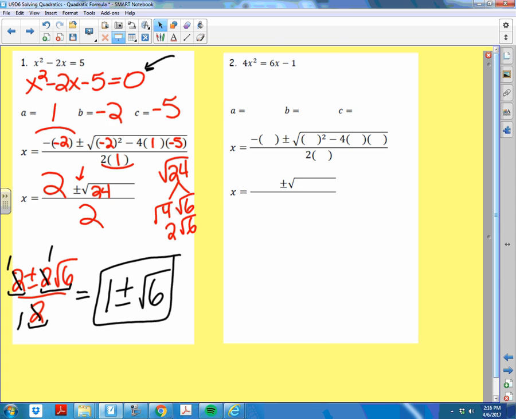I want everyone to try the second one, but I want you to stop at the cleaned up version. Follow your steps. Set it equal to 0, identify A, B, and C, plug them all in, and then clean it up.